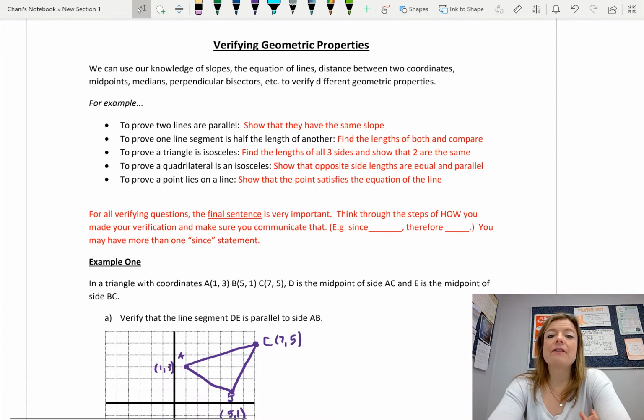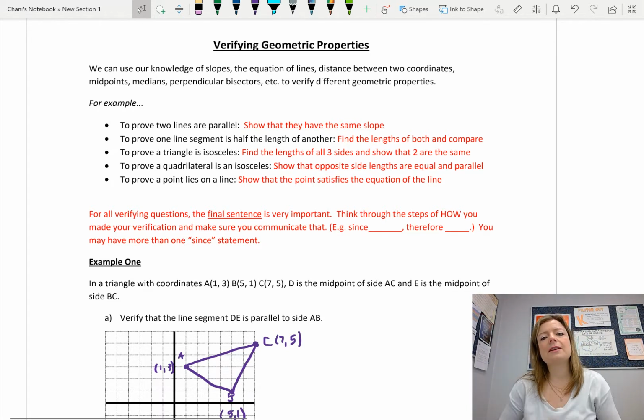So things like how to find slope, the equation of a line, the distance between two coordinates, midpoints, medians, perpendicular bisectors, etc. So what's important here is the burden of proof. What I mean by burden of proof is that you show enough information to actually prove or verify what is being asked.